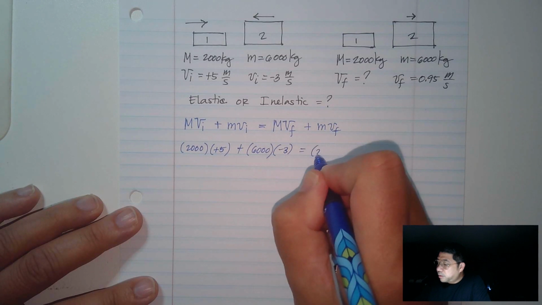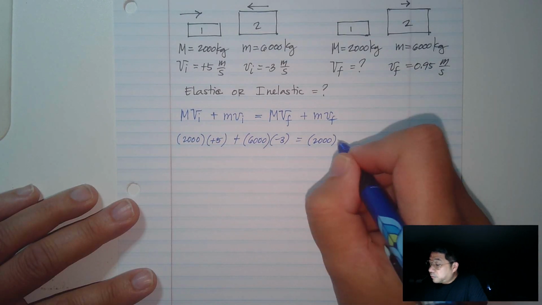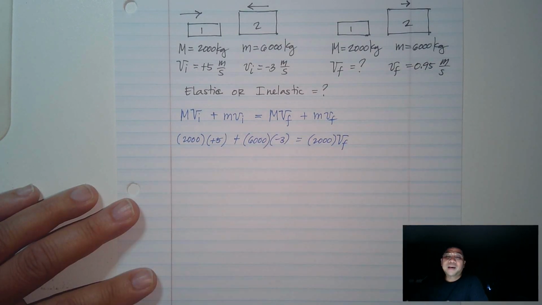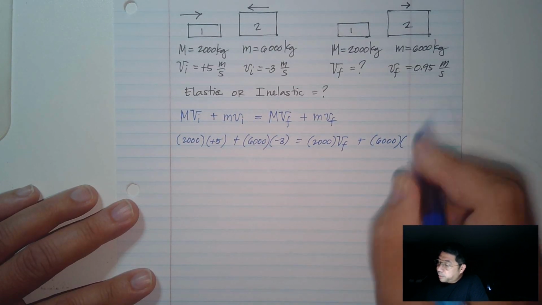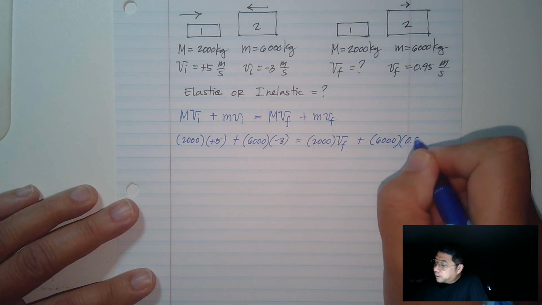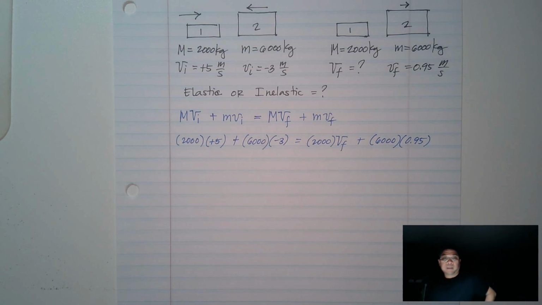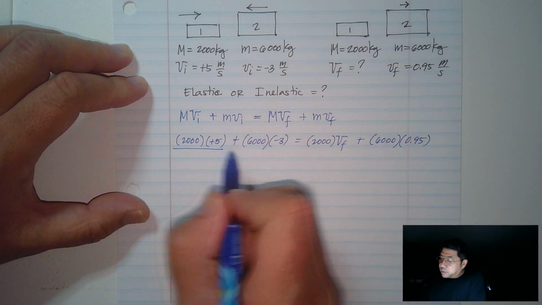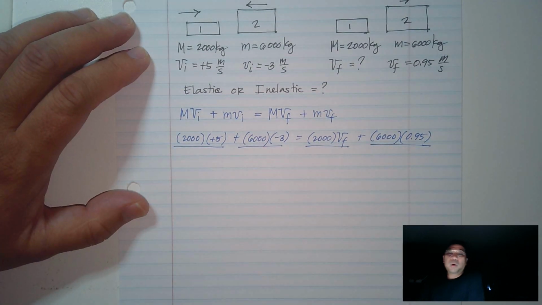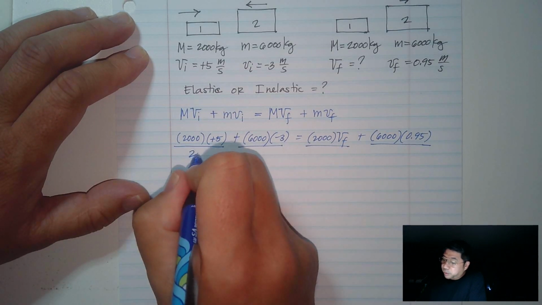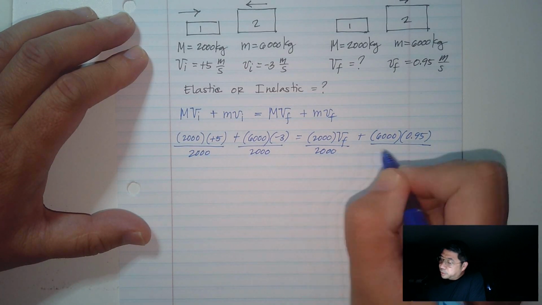And after collision, we have 2000. Since we don't know the velocity of the first object afterwards, let's keep it as V sub f, plus 6,000 multiplied by 0.95 meters per second. Again, we can keep it simple by dividing all of the terms by the greatest number that we can divide by, and that is 2000, since 2000 is common to all of them.